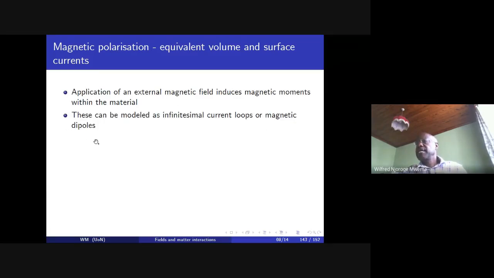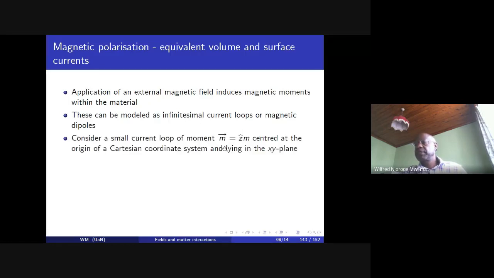Okay, this can then be modeled as infinitesimal current loops or magnetic dipoles. So consider a small current loop of moment m given by m z-hat. That is, we are assuming that the current loop has a magnetic moment oriented in the z direction, and it's centered at the origin of a Cartesian coordinate system, lying in the XY plane.